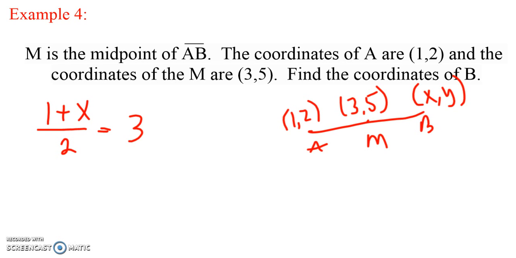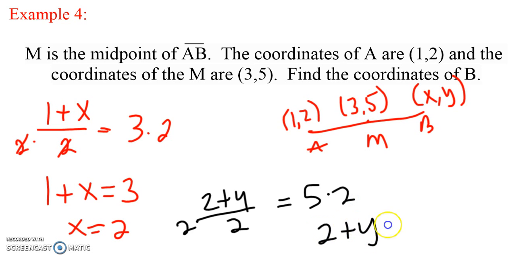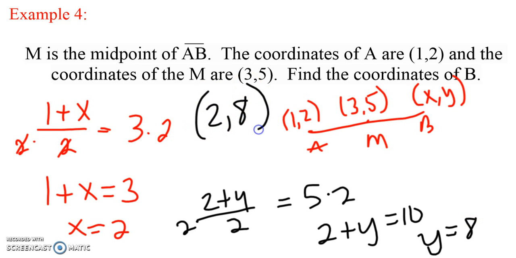If that's the case, to solve this, I multiply by 2 on the bottom. I get 1 plus x equals 6, and I subtract, and x is 5. Then I'm going to do the same thing, but with the y's. If 5 has to be the average of 2 plus some number divided by 2, or since that's an average, you divide by 2. So I multiply by 2, and I get 2 plus y equals 10, and y is 8. Again, since it's an endpoint, my answer is written as an ordered pair.